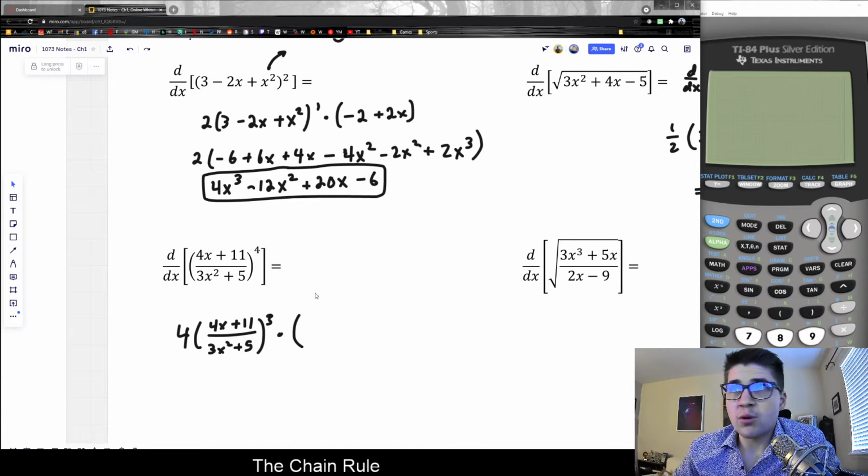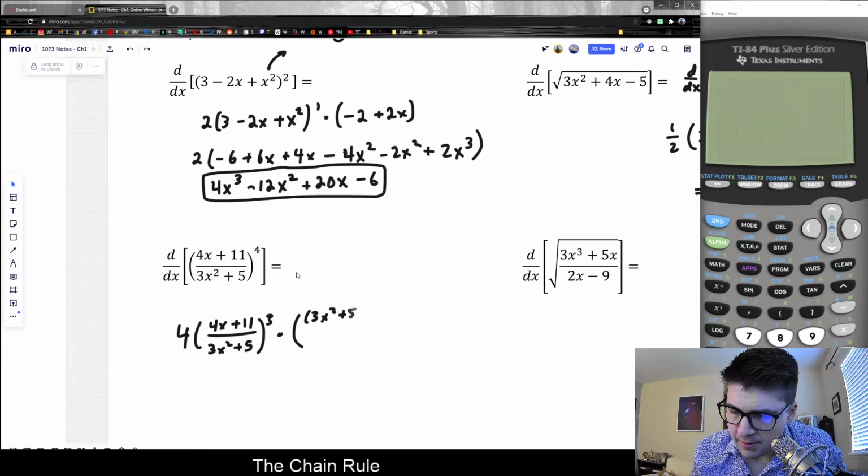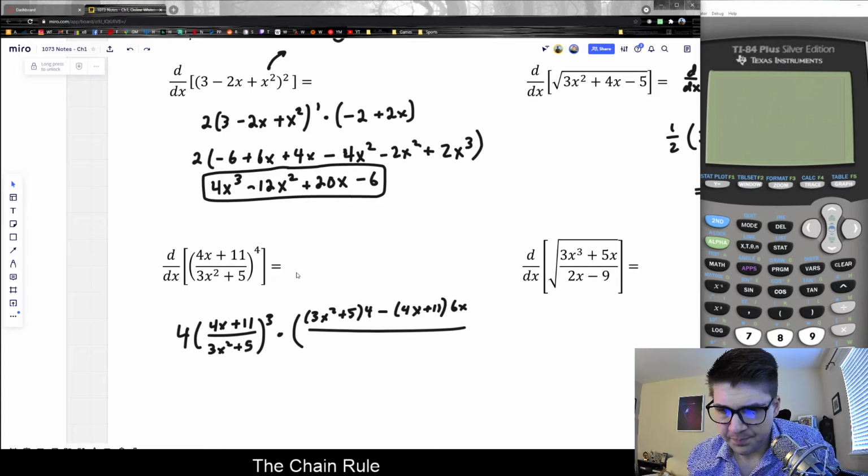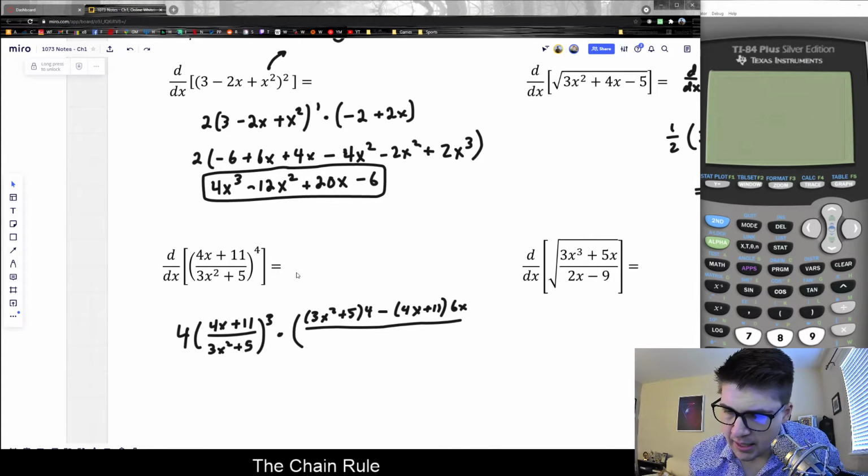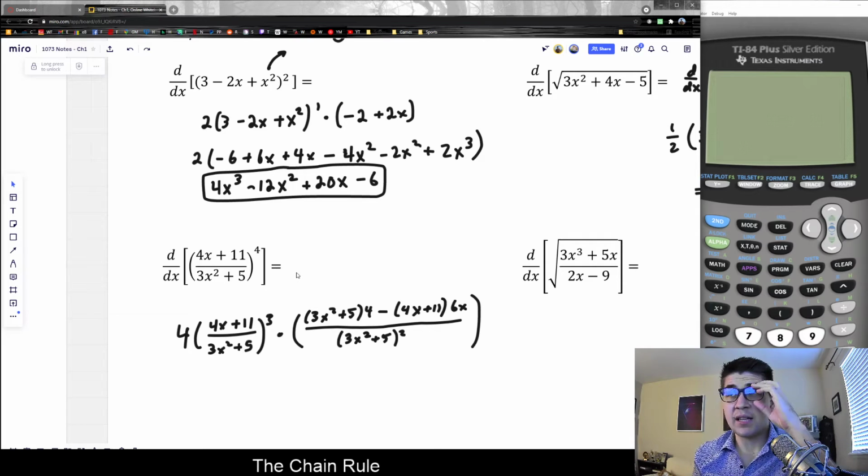So quotient rule. I would need low d high minus high d low, square the bottom, and away we go. So these examples are notably more annoying because the amount of algebra needed is quite elaborate. But again, we should clean up our answers and make this look better as we progress.